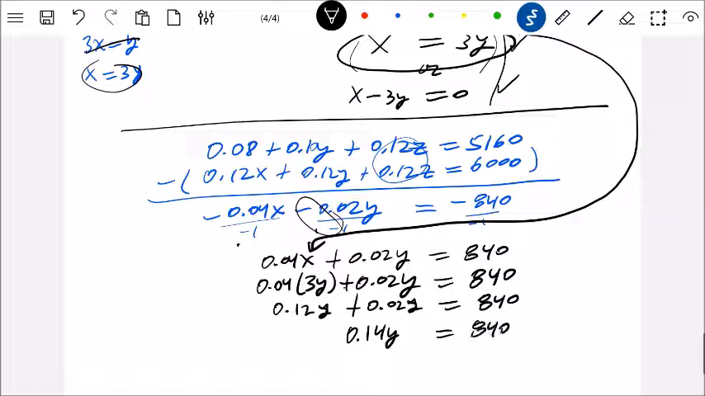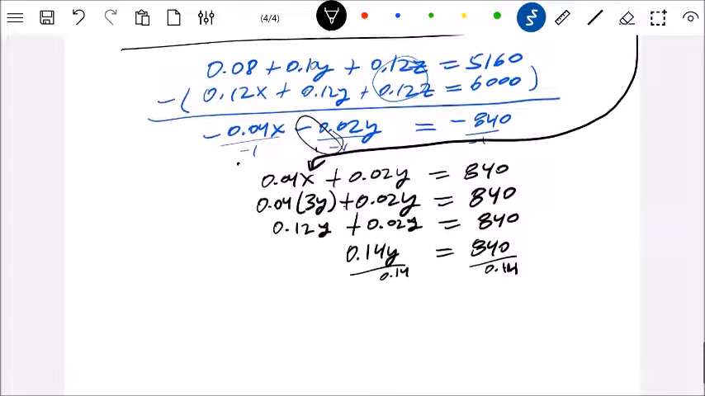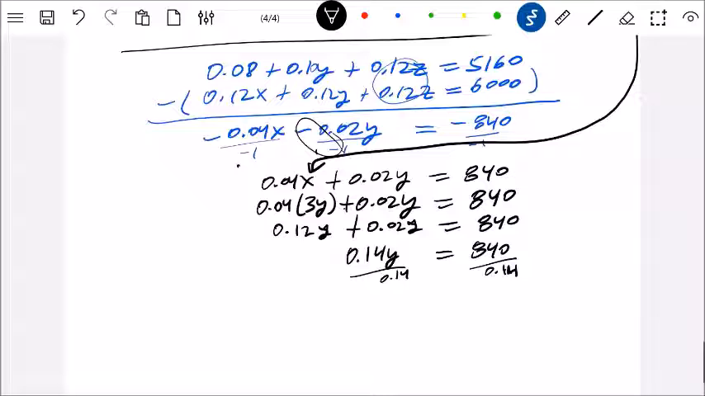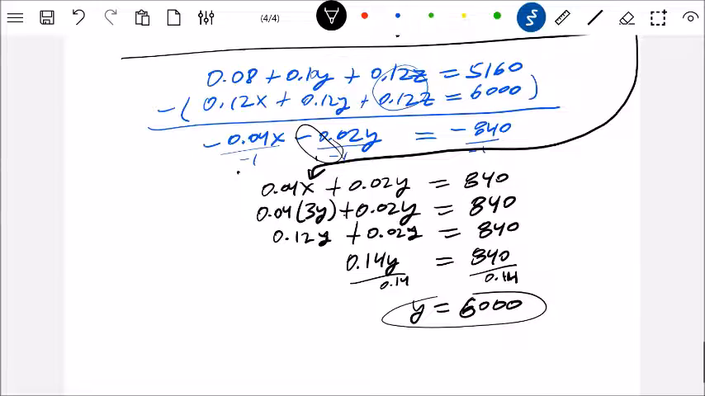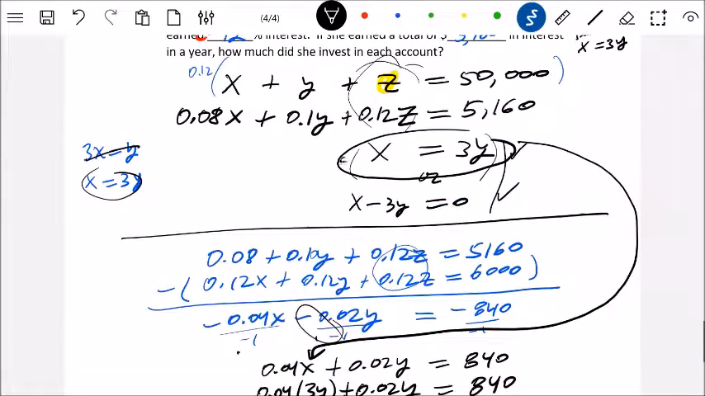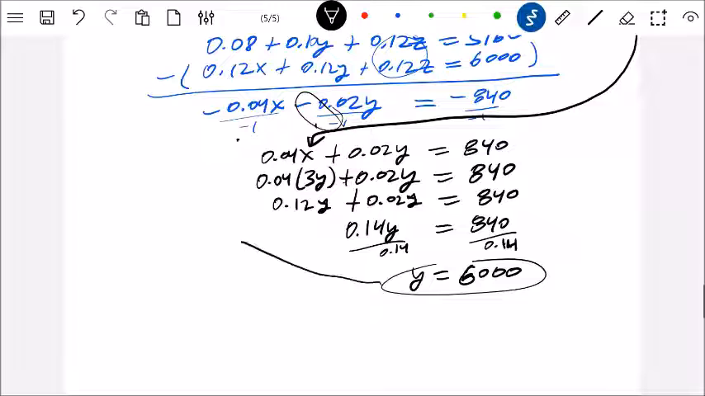Is equal to 840. When we divide by 0.14, when you do 840 divided by 0.14, you get that y is equal to 6,000. Ooh, a nice simple number with that. So if y is equal to 6,000, let's immediately go to this thing here. I'll write it up here. X equals 3y, so x equals 3 times 6,000. X equals 18,000.